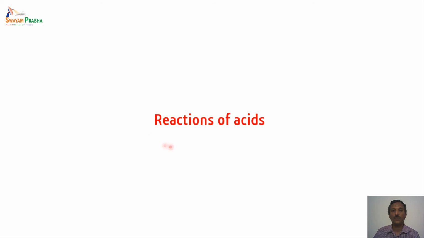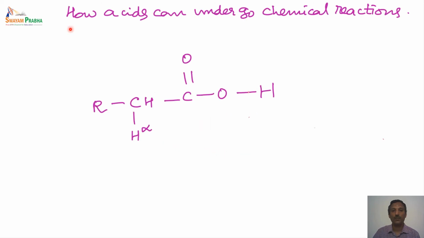Now let us look at reactions of acids. The acids have lots of functionalities. We have an oxygen-hydrogen bond, a carbon-oxygen double bond, and a carbon-hydrogen bond. So various bonds are present in this carboxylic acid functional group, and we can expect various reactions based on the breakage of different types of bonds. In fact, this oxygen is more electronegative than carbon, so this carbon is electrophilic in nature. So this also can undergo some sort of reactions. Let us see what are all the different reactions an acid can undergo.